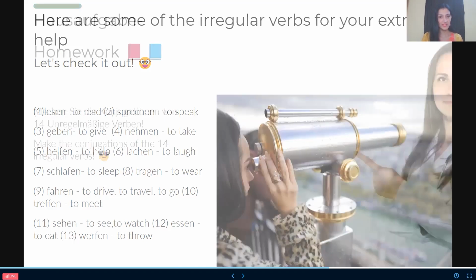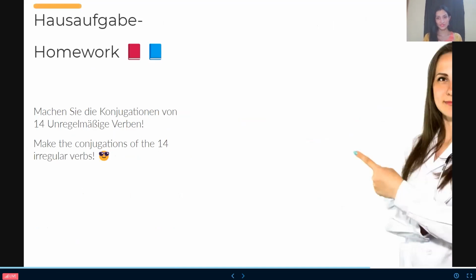Okay. Now, your homework, which is Hausaufgabe, is: machen Sie die Konjugationen von 14 unregelmäßige Verben. Machen, to do, so make the conjugation of 14 irregular verbs, out of which I have already done three for you, which is werfen, lesen, and schlafen. So you are required to do the remaining 11. And yes, for your practice, you can do the three as well, which I've already done for your understanding.